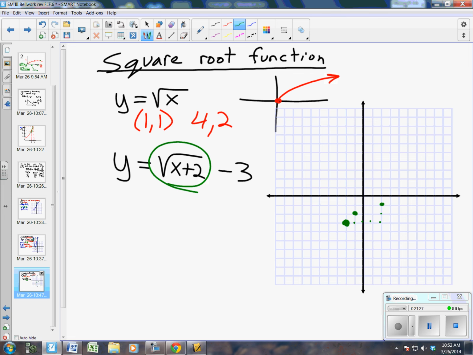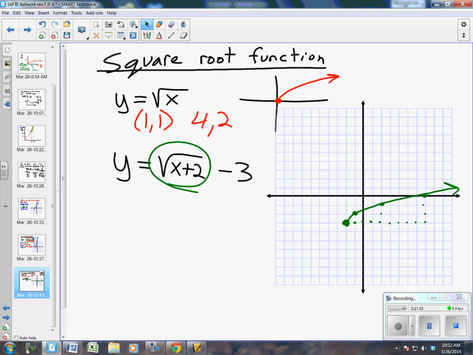What's the next perfect square? No, before that. 9. And what's the square root of 9? 3. So we go over 9, up 3. So we're going to go 1, 2, 3, 4, 5, 6, 7, 8, 9, up 1, 2, 3. So we're getting an idea of what the graph looks like. There it is. Okay? Next one's going to be at 16, 4 over, right? That's how you do a square root function.